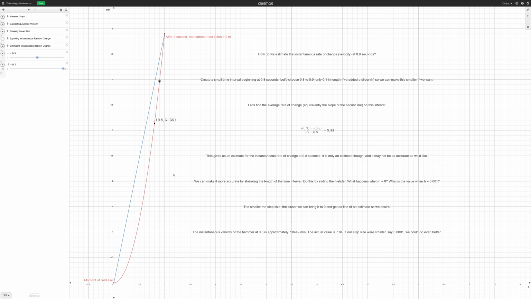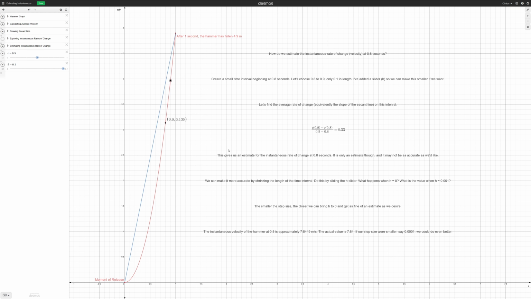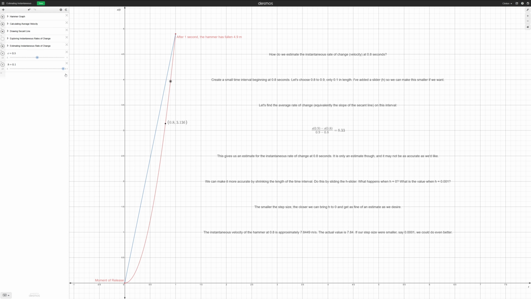It's only an estimate, and it's not as accurate as we'd like. We can make it more accurate by shrinking the length of the time interval. We can do this by modifying this h slider, and we can watch this number right here change. It's decreasing. It's getting smaller. And it seems to be approaching 7.8449. And if we take it all the way down to 0, we get undefined.